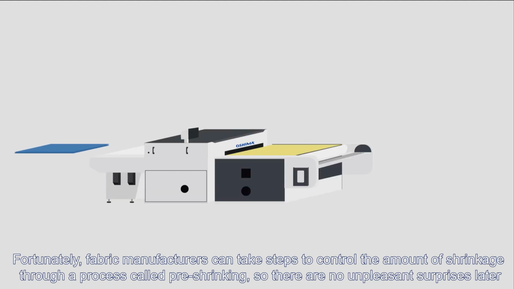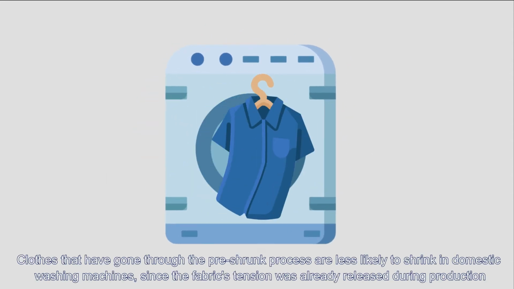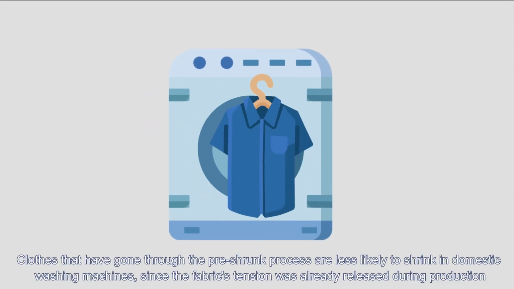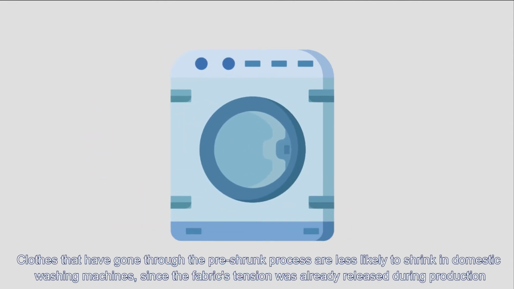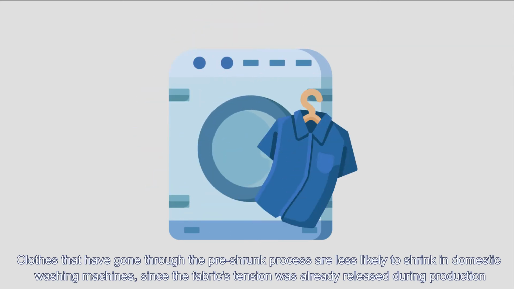Fortunately, fabric manufacturers can take steps to control the amount of shrinkage through a process called pre-shrinking, so there are no unpleasant surprises later. Clothes that have gone through the pre-shrunk process are less likely to shrink in domestic washing machines, since the fabric's tension was already released during production.